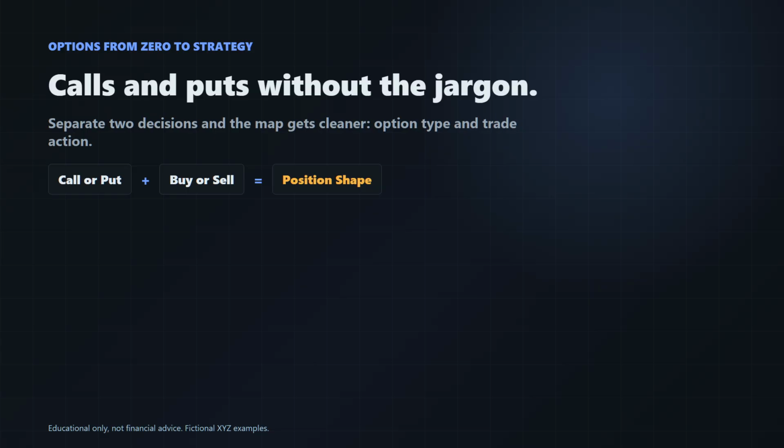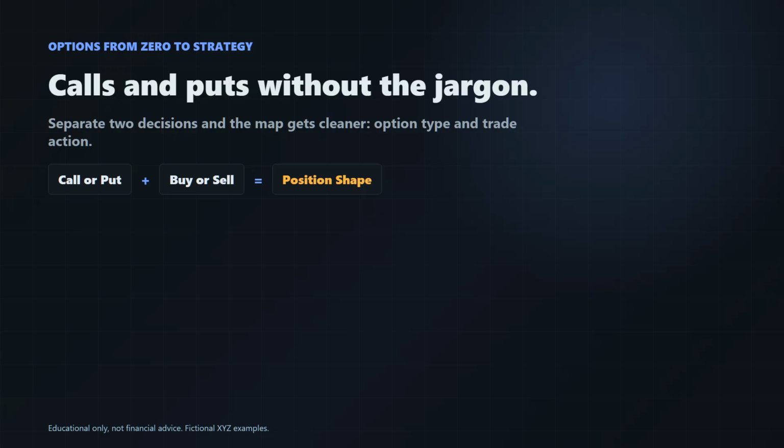Start with the buyer's point of view. A call gives the buyer the right to buy at the strike price. A put gives the buyer the right to sell at the strike price. That is the cleanest first layer. Call, right to buy, put, right to sell. But that only describes the buyer.